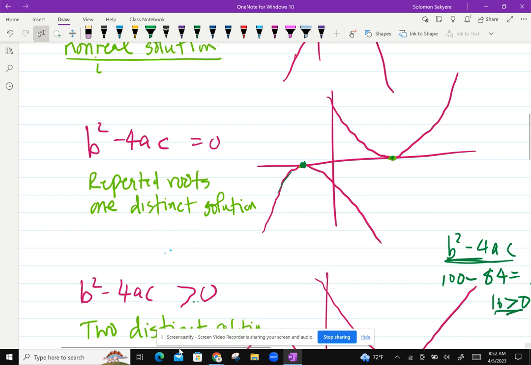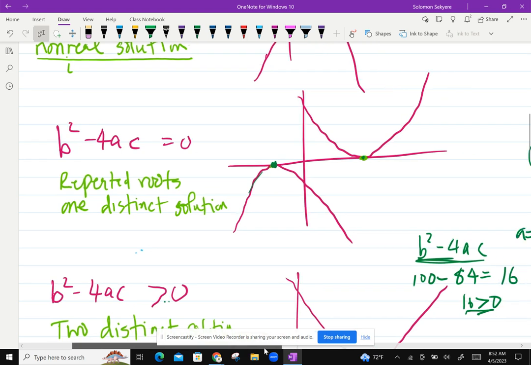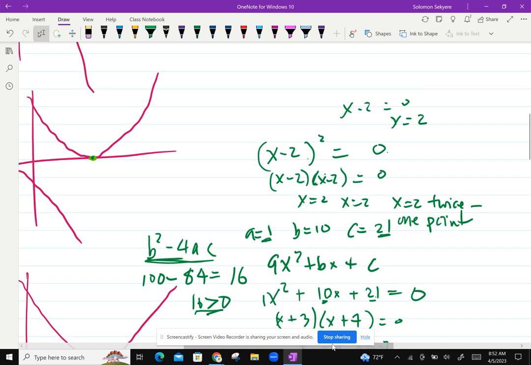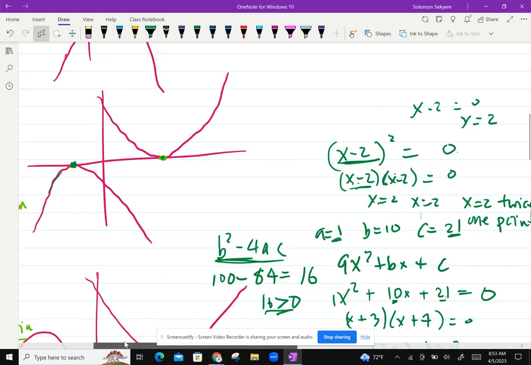Okay, why do we call them repeated roots? It's because if we write (x - 2)² as (x - 2)(x - 2) and solve each factor, you will get x = 2 and x = 2. It's the same thing, x = 2 twice. It's repeated roots. All right, so we know two conditions. Let's go to the third one.